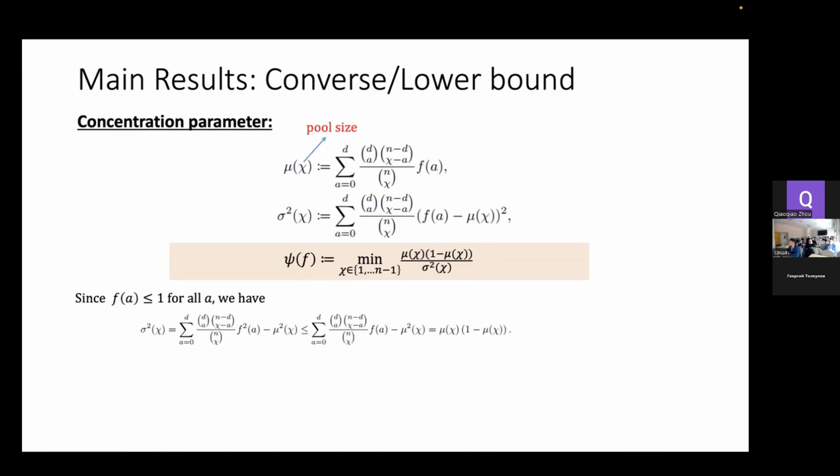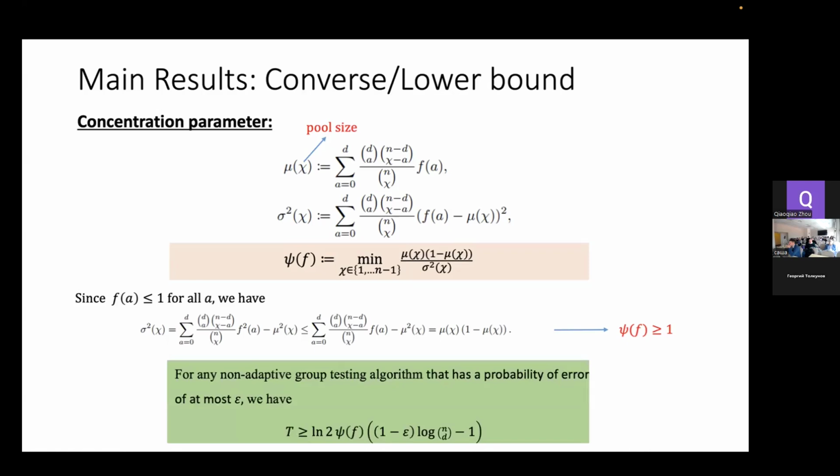So we prove that this concentration parameter is always larger than 1. The main result is: for any non-adaptive group testing scheme, as far as you can identify the defective set with probability of error at most epsilon, the number of tests is always larger than this. You just compare these two. You can infer that the scaling law of the converse is always Omega(d log n over d).